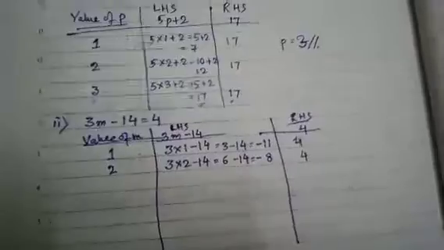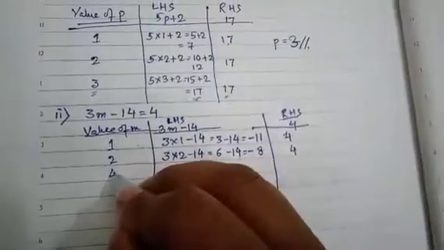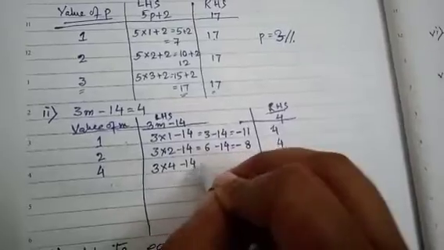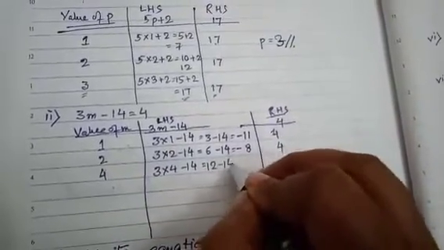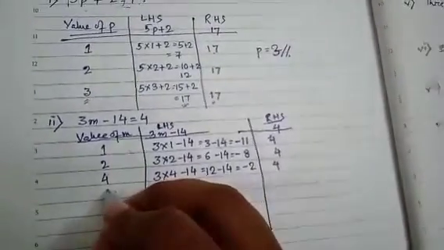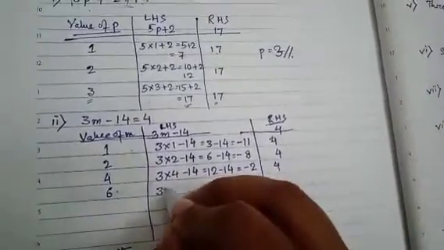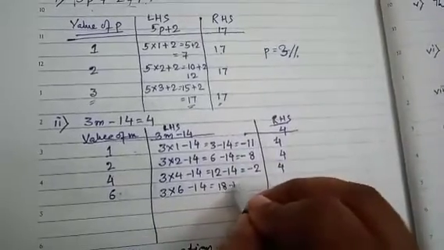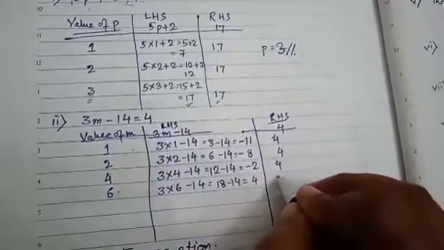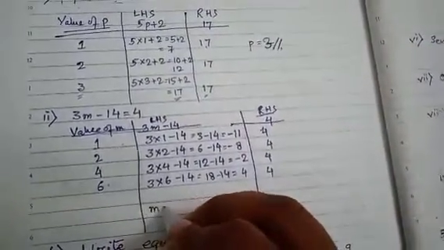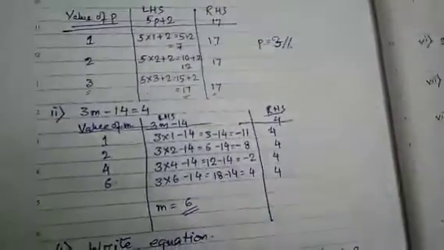So it is not necessary that I go in sequential order. Instead of taking 3, I can take 4 and check it. So 3 into 4 minus 14. This is 12 minus 14, which is equal to minus 2. RHS is 4. Then I can take 6 and check it. So 3 into 6 minus 14. So 18 minus 14, that is 4. See, it is 4. So the solution is m is equal to 6.